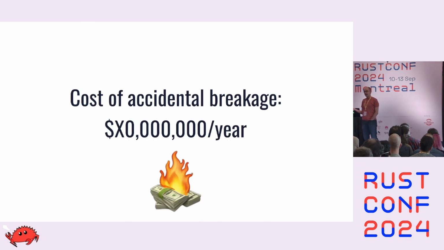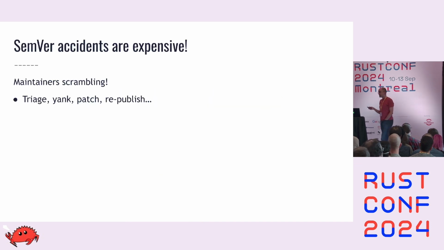I'd like to convince you that accidental breakage is not a trivial matter. It costs the Rust community tens of millions of dollars per year. Here's my math. SemVer accidents by themselves are very expensive.